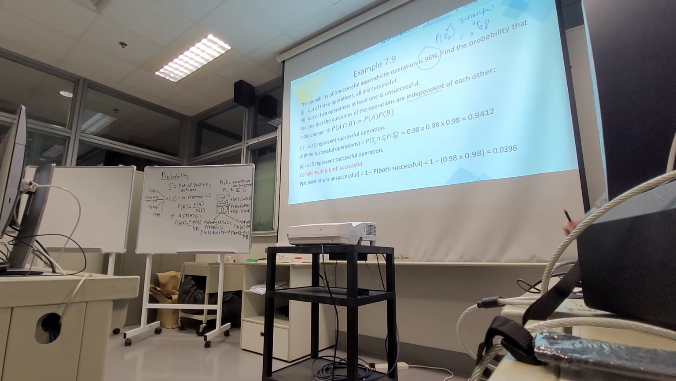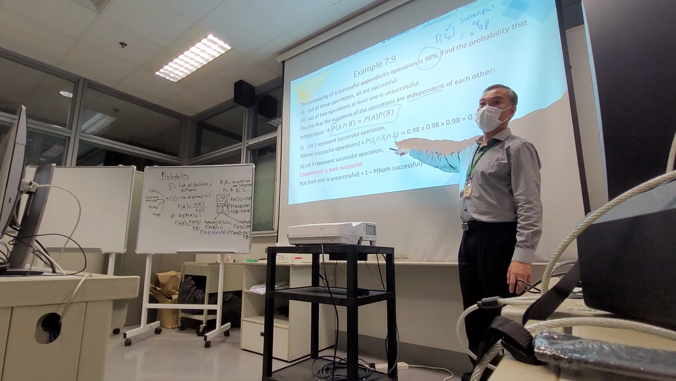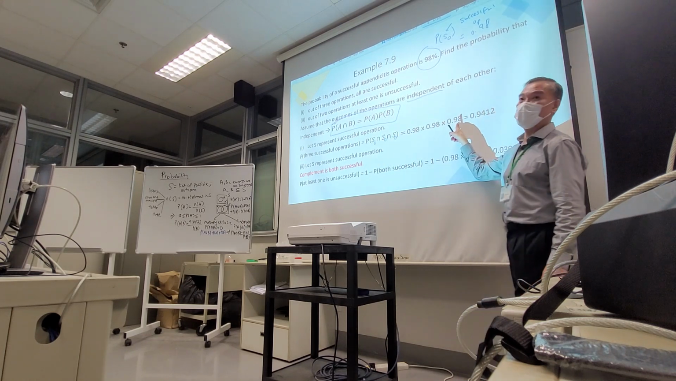Then you just need to extend this definition a little bit. Can you see? If they are independent, the intersection is a product. So I just need to take the probability of SO times the probability of SO times the probability of SO. So it's 0.8 times 0.8 times 0.8.